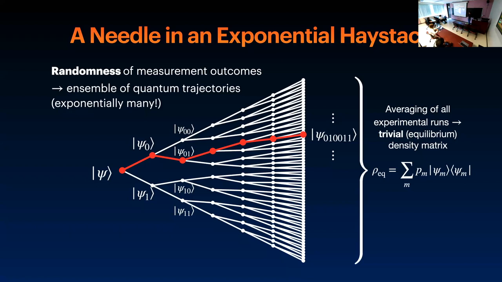So if we just repeat an experiment many times without regard for what we got, which branch we traverse, and we just measure an observable and collect all the data and average it, we will effectively be probing this stochastic mixture, so some weight times the projector of that particular trajectory. And this is a trivial state. This is essentially an equilibrium density matrix, generic at infinite temperature, that doesn't really know anything about the phase transition, doesn't change in any particular way as we sweep the measurement, for instance.